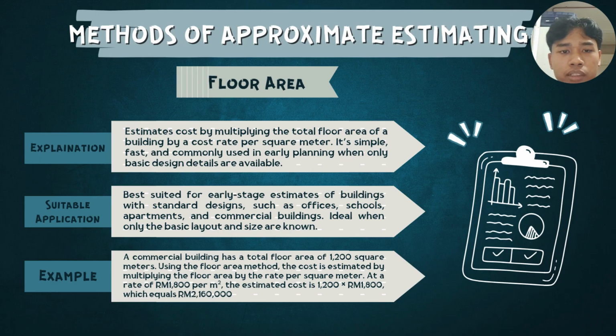For example, a commercial building has a total floor area of 1,200 square meters. Using the floor area method, the cost is estimated by multiplying the floor area by the rate per square meter at a rate of RM 1,800 per square meter. The estimated cost is 1,200 times RM 1,800, which equals RM 2.16 million.